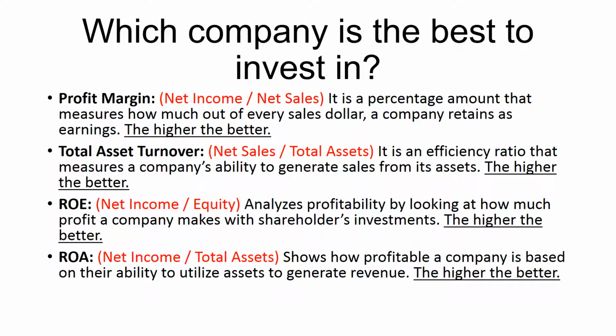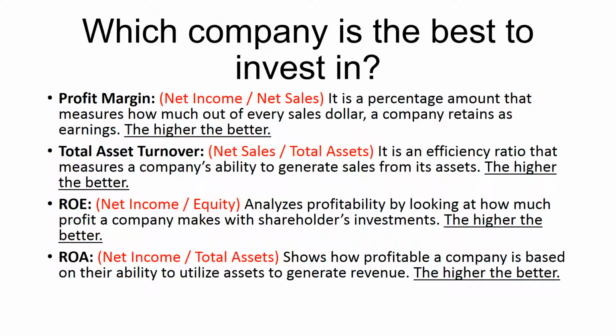Moving on into the last question of which company is the best to invest in. In order to answer this question, we're going to analyze four different profitability ratios in order to find the best company to invest in. The first ratio we're going to be using is profit margin. Profit margin is net income divided by net sales, and it gives us a percentage amount that measures how much out of every sales dollar a company retains as earnings. The higher the ratio, the better.